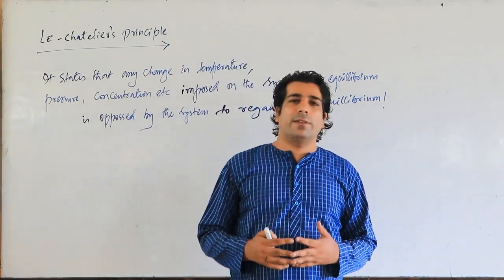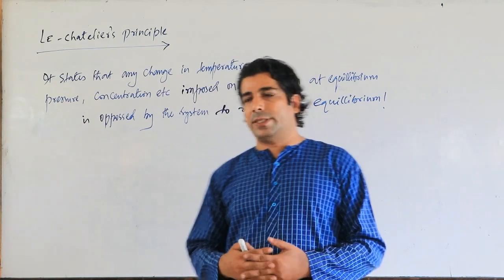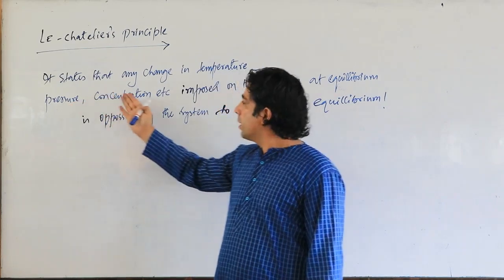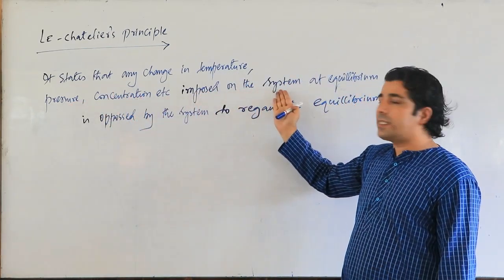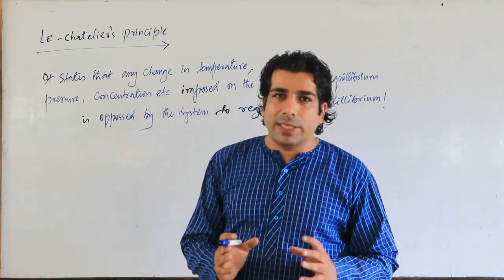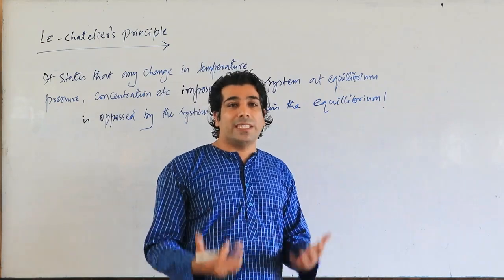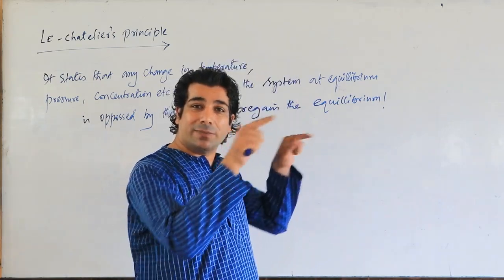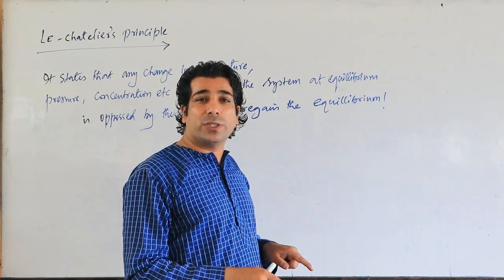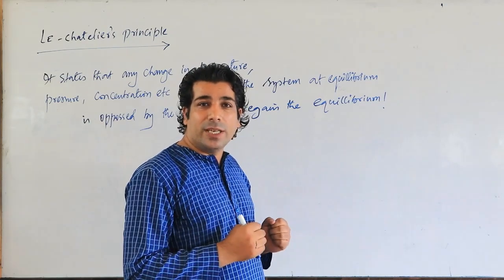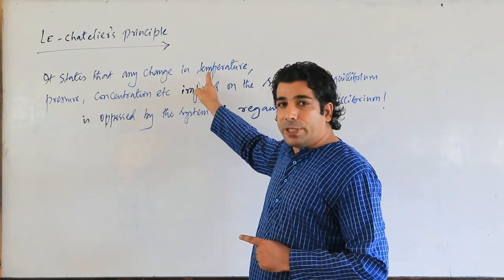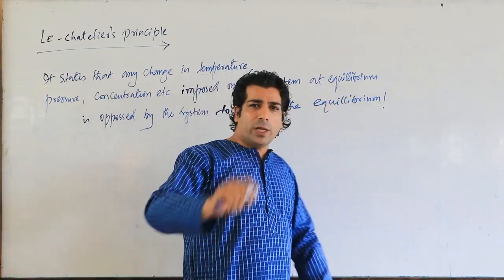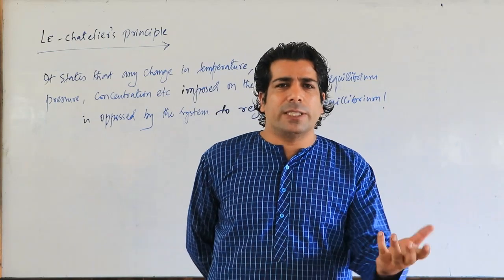Dear students, now let us have a look at Le Chatelier's principle. It states that any change in temperature, pressure, concentration imposed on a system at equilibrium, means if your system is at equilibrium, meaning any chemical reaction or physical process has attained equilibrium, and you are forcing some change on it. What kind of change are you forcing? You are forcing the change in temperature, pressure and concentration on a system which is at equilibrium. Remember one point, that at equilibrium the temperature is basically constant.